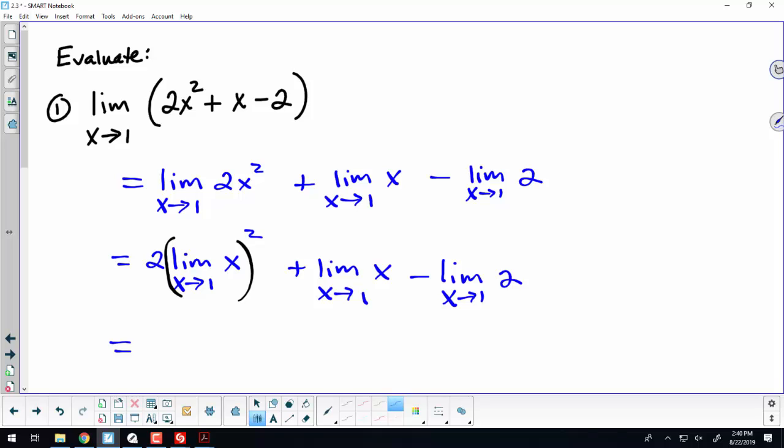So the limit as x approaches 1 of x is just 1. So let's write this here. It's 2 times 1, plus this limit again, which is just 1, minus this limit, which is 2. So we have all of that equaling 1, and that's our limit.